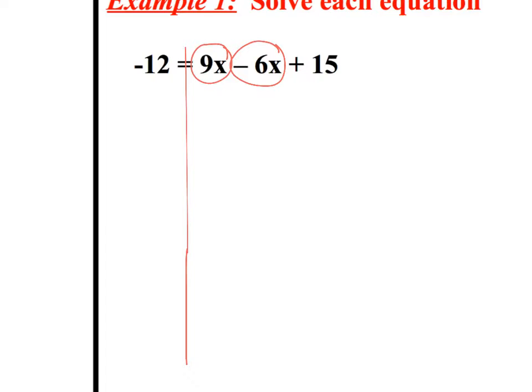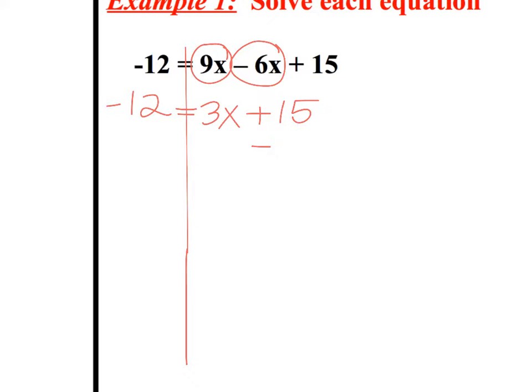Okay, combine those two, 9x minus 6x. What do we get, guys? 3x. Brilliant. 3x now. And then bring down the rest: negative 12 plus 15. Is there anything else we need to simplify? I think we're good. There's no more like terms. There's no distribution. So now we're just going to solve, undoing the addition or subtraction first.